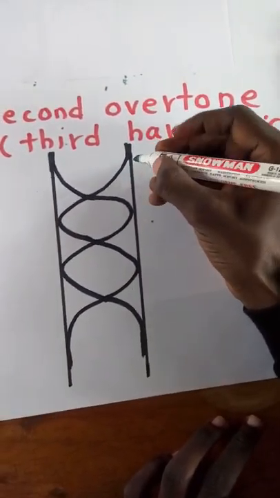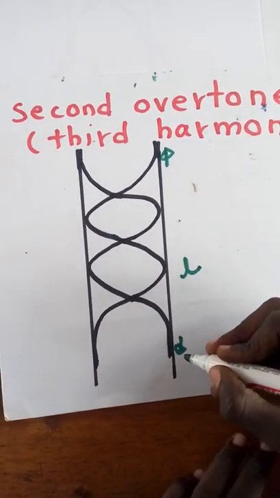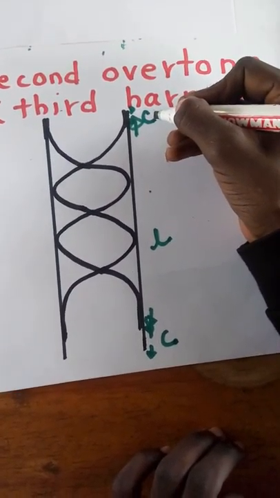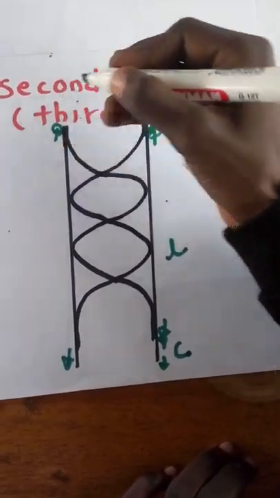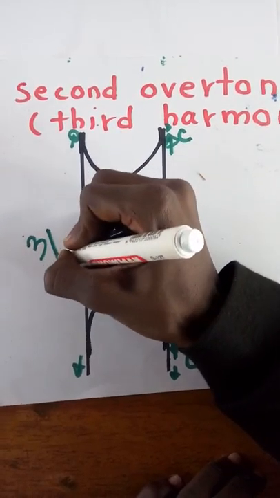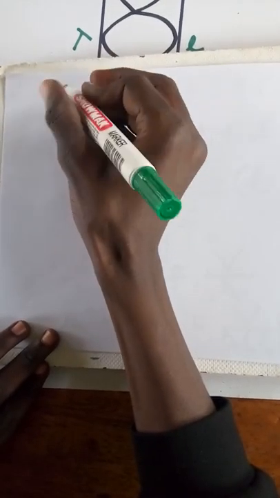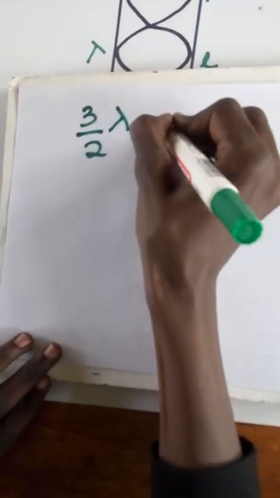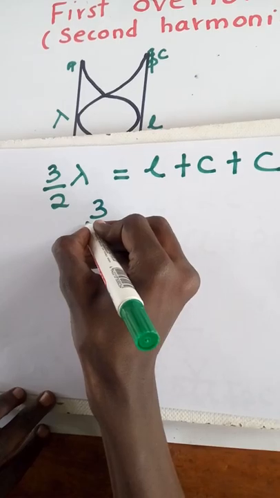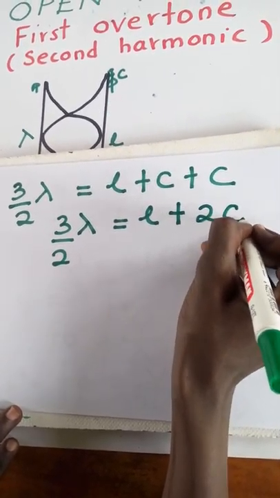From this point up to this point, this is the length of an open pipe. From this point up to this point, this is end correction, and also this will be another end correction. But from this point up to this point, this is a complete wavelength plus quarter wavelength plus quarter wavelength. This is 3/2 wavelengths. So 3/2 wavelengths is equal to length of open pipe plus end correction plus end correction. So 3/2 wavelengths is equal to length of open pipe plus 2 times end correction.